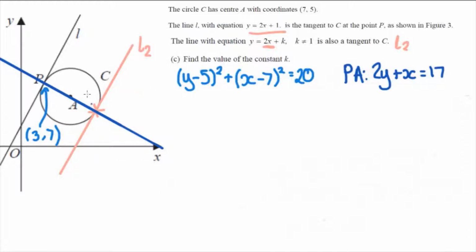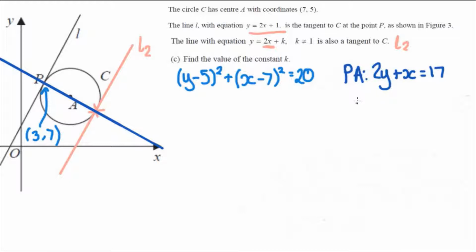So what we're actually going to do here is find the point of intersection for this line here, 2y plus x equals 17, and the circle. And that will give us this point of intersection and this point of intersection. We already know what this one is, which is 3, 7, so we just need to work out what the other one is to find this point. So now we just need to do some basic substitution.